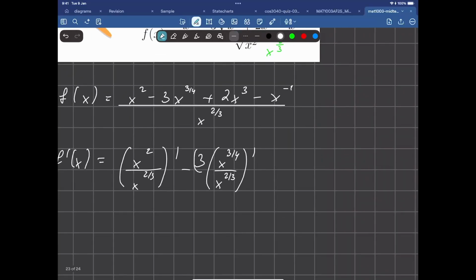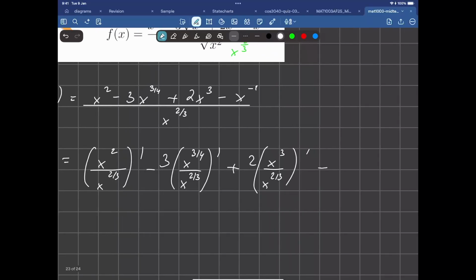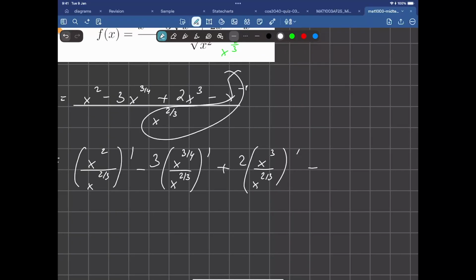You know how whenever you have constants, you don't have to push them inside of the derivative. They don't change. Okay, so we have plus 2 times, and now you have this combo, x cubed over x to the 2/3 derivative, minus, and now I have this last combo, which is x to the minus first over x to the power of 2/3 derivative, okay?